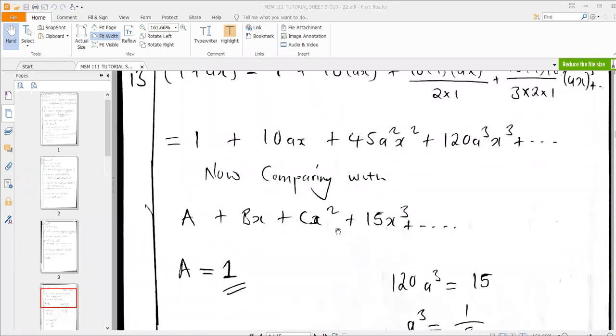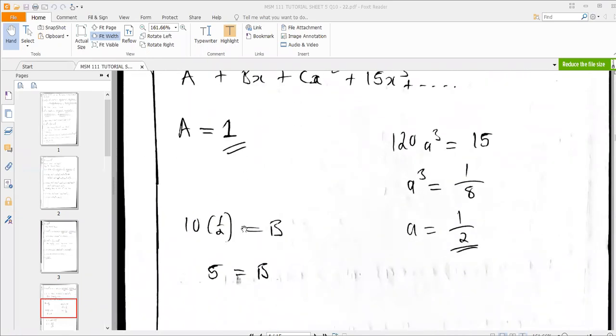Your next job is you compare now the variable x with this variable x which is there. So these variables are the same, which means that we can also equate the coefficient. So we have 10a is equals to b. Now, what is our a? Our a we find that it is half. So where there's a, we put half. So it is half times 10. We have 5 is equals to b. So I'll find the value of b.